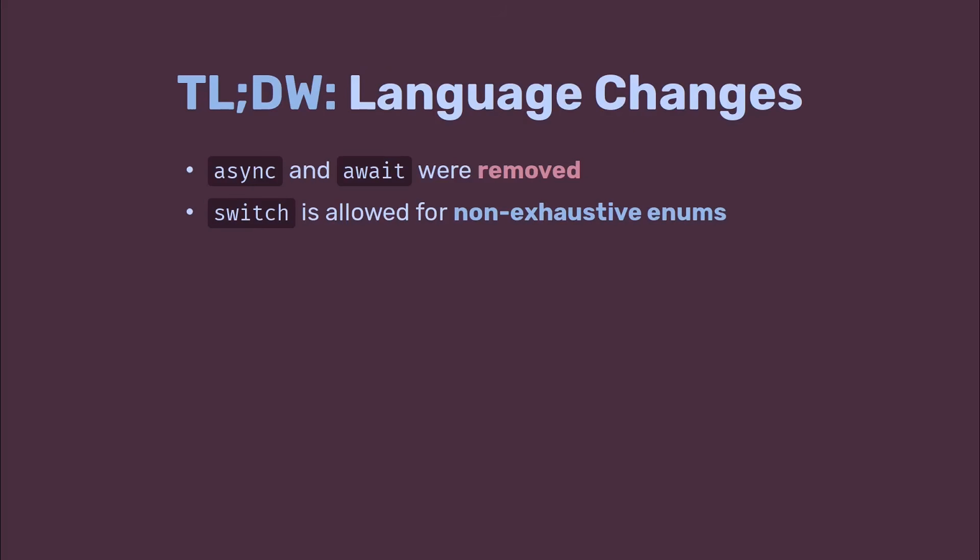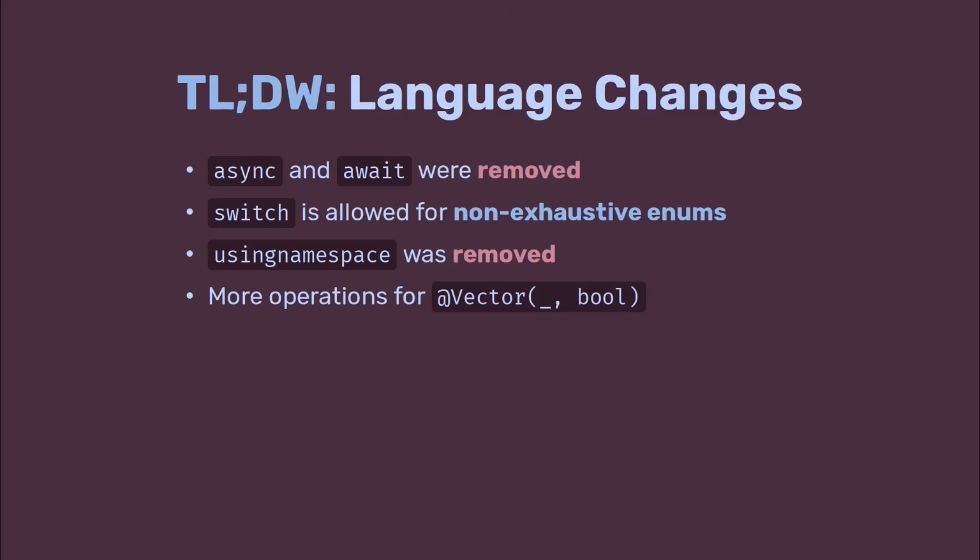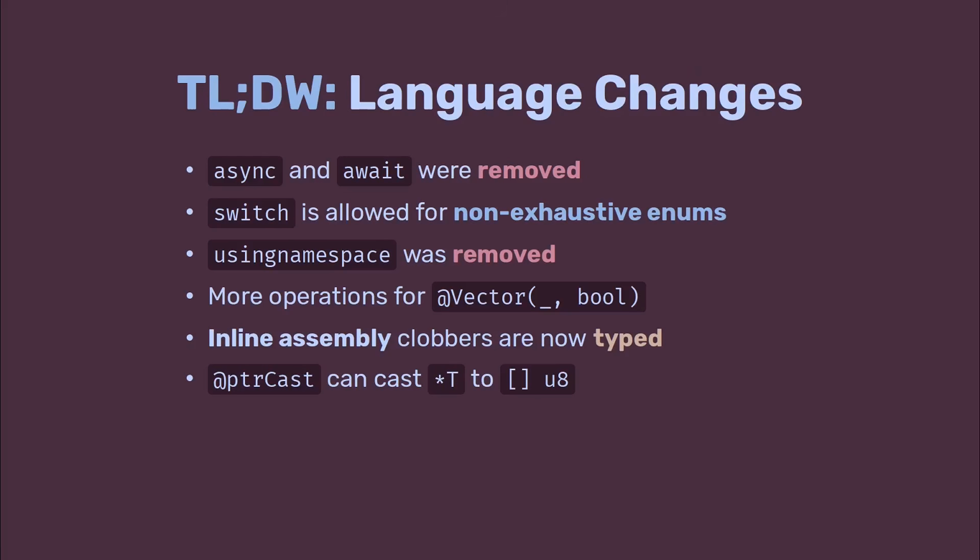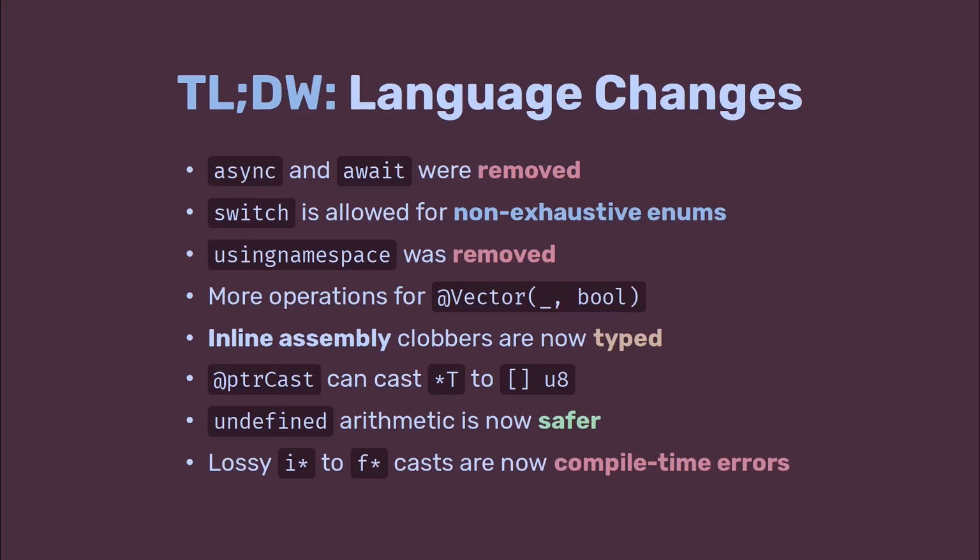Switch is now allowed for non-exhaustive enums. The using namespace keyword was removed. I wasn't a big fan of it anyways, but we will check out use cases and how to replace them later. More operations are now allowed on bool vectors. Clobbers and inline assembly are now properly typed. @ptrCast can now cast single item pointers to byte slices. Arithmetic on undefined is now safer, and lossy int-to-float casts are now compile time errors.